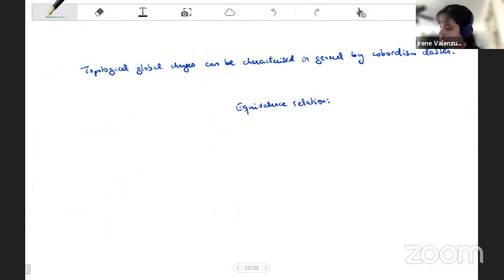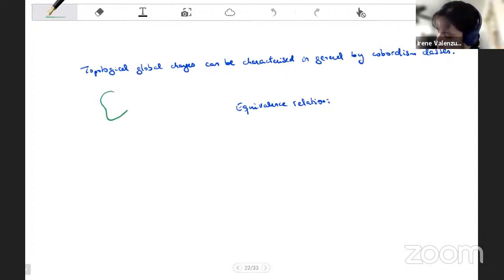So more generally, I gave you an example associated to the gauge field, but you can construct similar examples associated to gravity and more geometrical things. But in general, topological global charges of this type can be characterized by cobordism classes, which is precisely the statement of whether you can have a domain wall interpolating between the two theories.